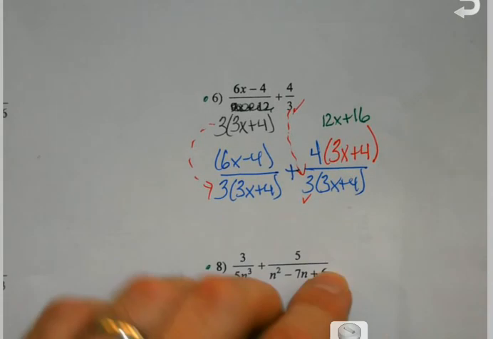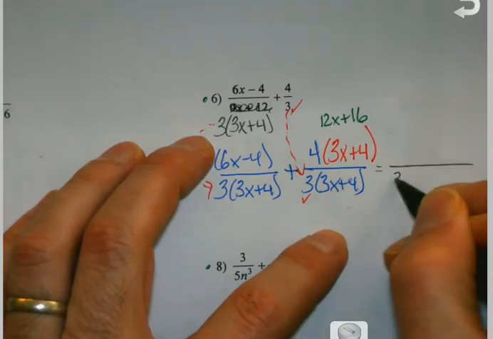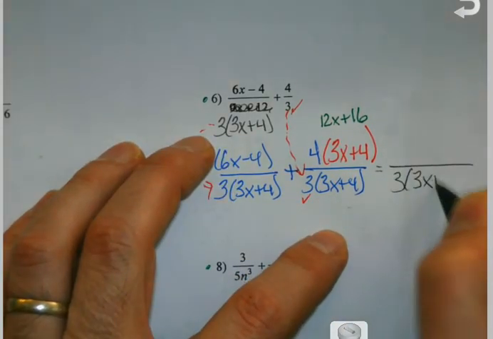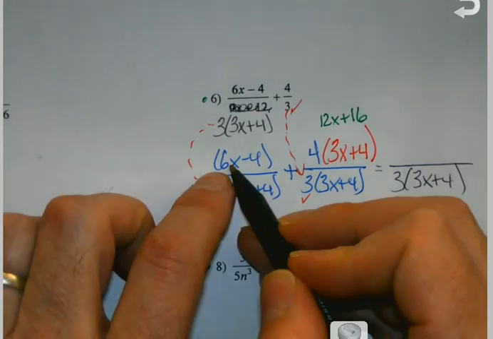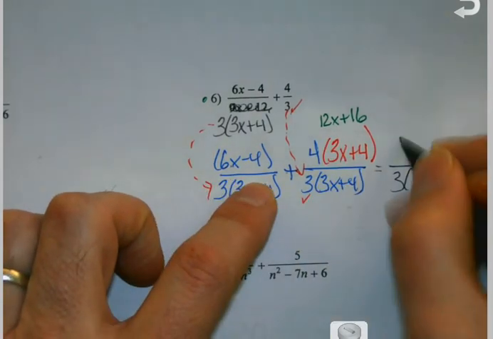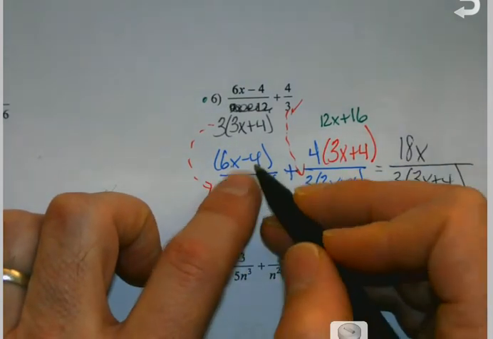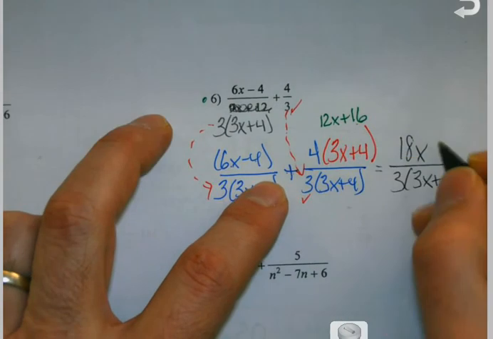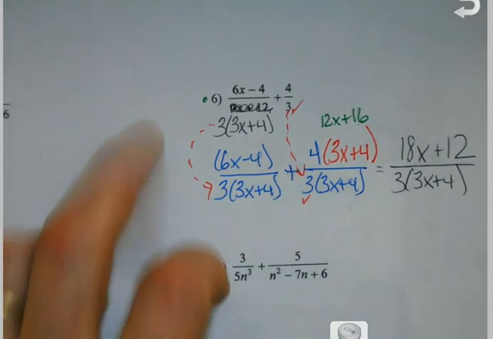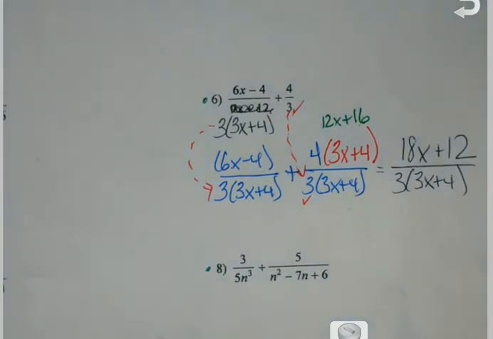Now I can go ahead and see if I'm going to be able to do anything fancy with this or not. 6x plus 12x is 18x. Negative 4 plus 16 is a positive 12. And do I really even have to ask the question? Yeah, I didn't think so. What do those two terms have in common?